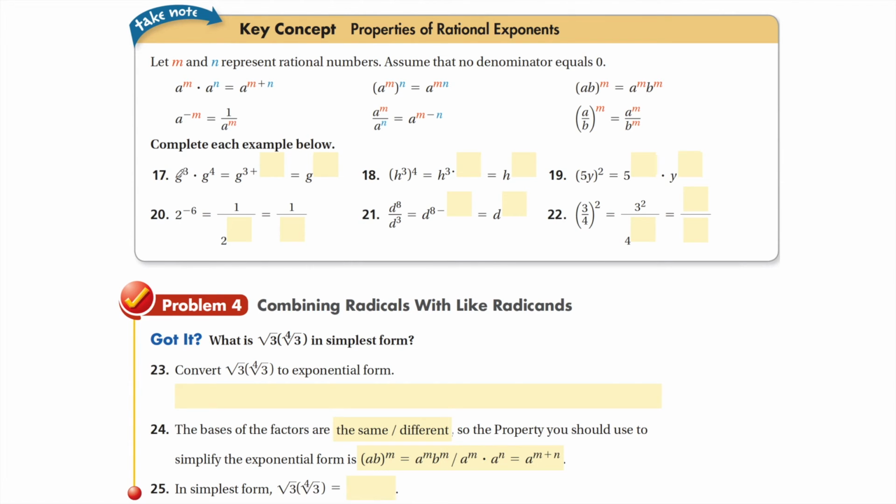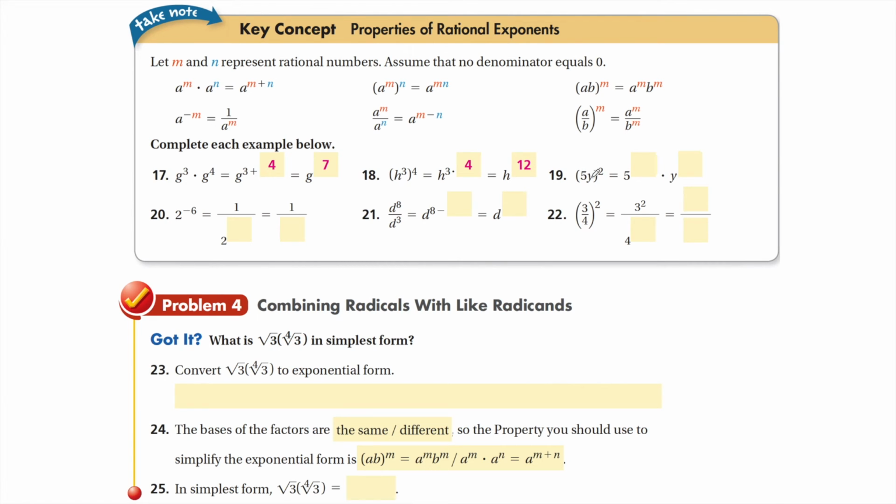Basically, the very first one, we have g to the third power times g to the fourth. That's the same thing as g to the 3 plus 4, which means that it's going to be g to the seventh. If we end up doing h raised to the 3 to the fourth power, that's going to be h raised to the 3 times 4 power, which is h raised to the 12th power.